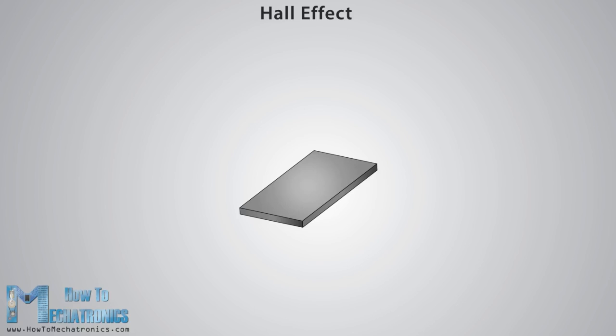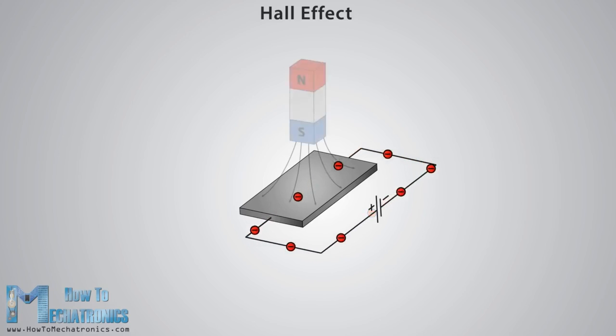If we have a thin conductive plate as illustrated and we set current to flow through it, the charge carriers would flow in a straight line from one to the other side of the plate. Now, if we bring some magnetic field near the plate, we would disturb the straight flow of the charge carriers due to a force called Lorentz force. In such a case, the electrons would deflect to one side of the plate and the positive poles to the other side of the plate.